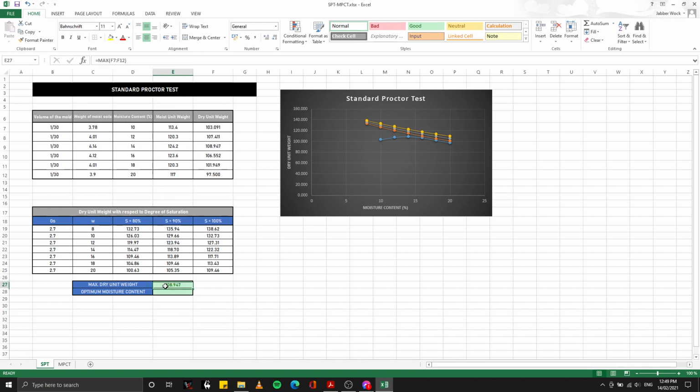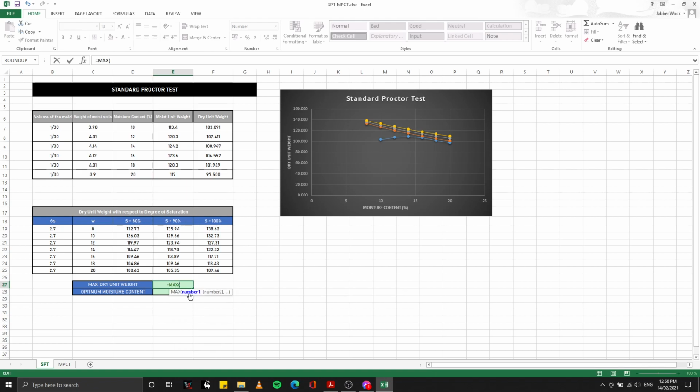Now, for the max dry unit weight, para makuha natin ang value ng ating max dry unit weight, ang gagawin lang natin is to use the function max. Para mapagpilian lang natin dito sa ating mga nakuha na dry unit weight kung ano yung maximum or the best dry unit weight at its maximum para sa ating value dito. Okay? Para makuha natin yan at para mas madali, gamitin lang natin na function is max.